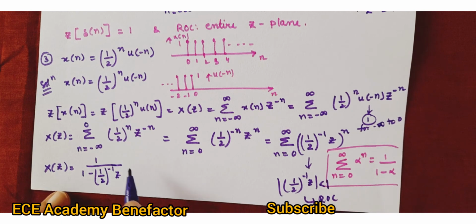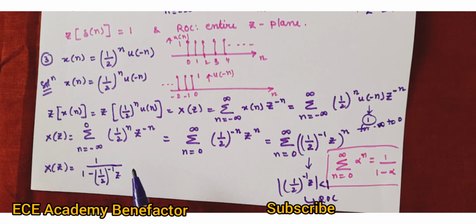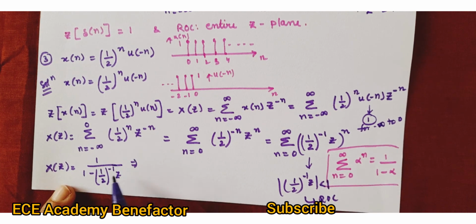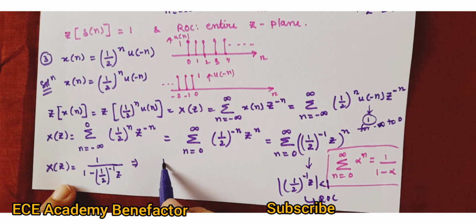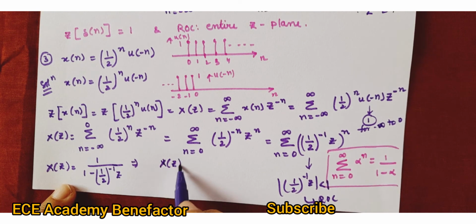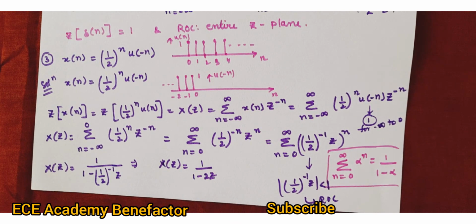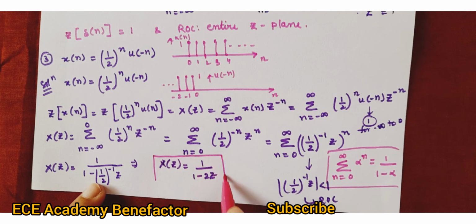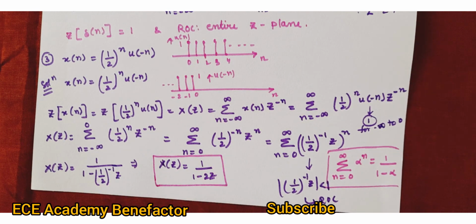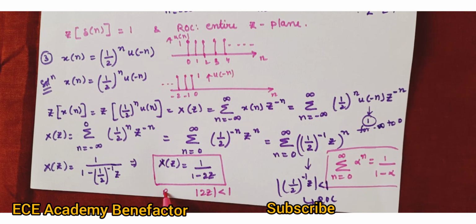Okay. So, on simplifying, what will you get here? 1 by 2 inverse means 2. So, you will get X of z as 1 by 1 minus 2z. And its ROC is mod 2z less than 1. This is the ROC.